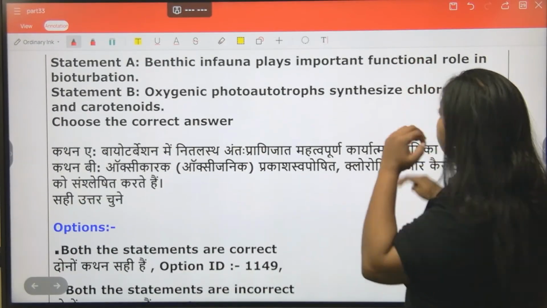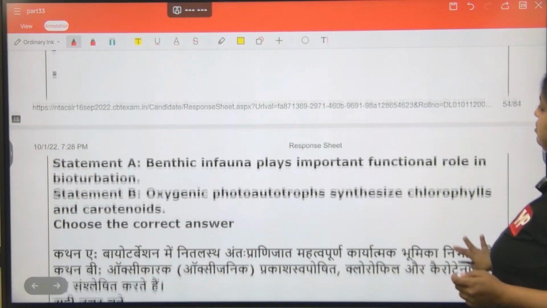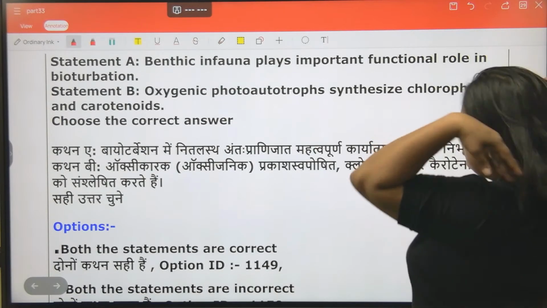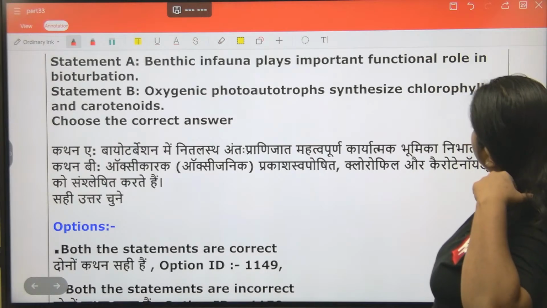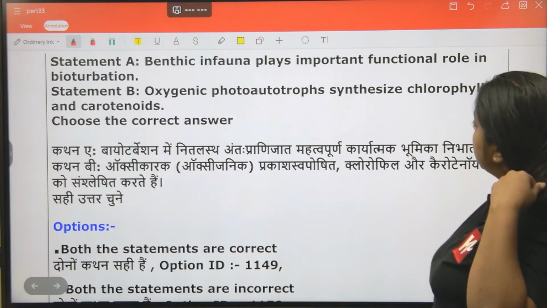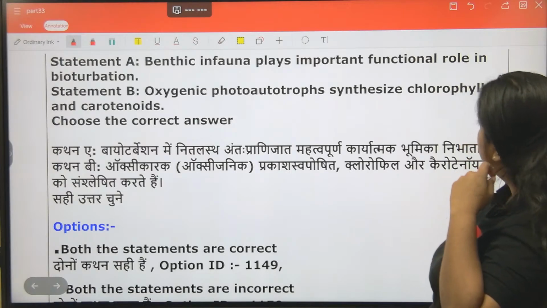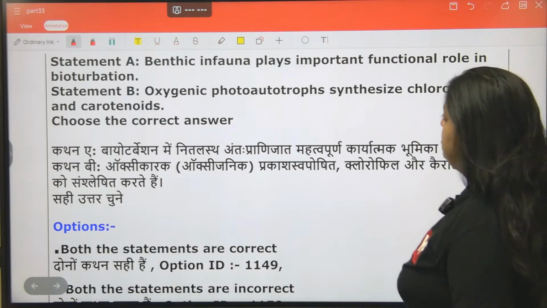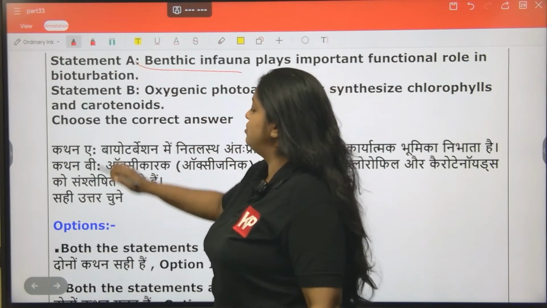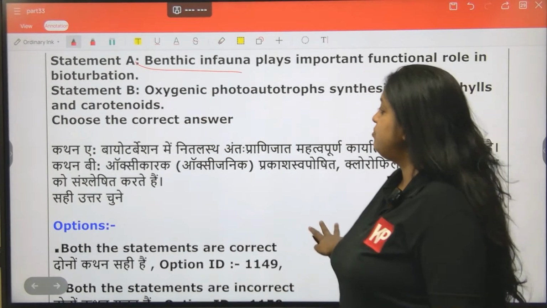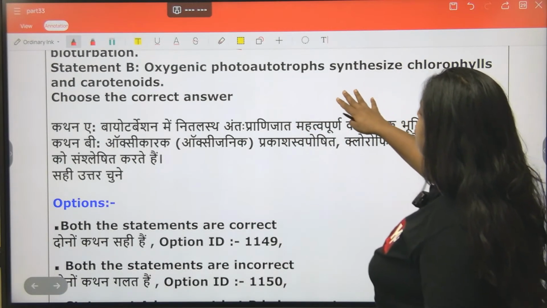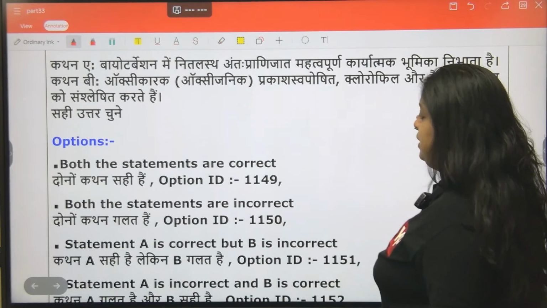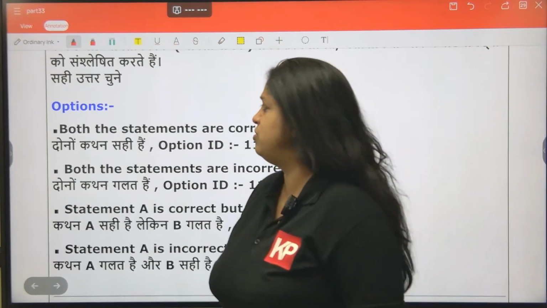Next, benthic fauna plays an important functional role in bioturbation. Oxygenic photoautotrophs synthesize chlorophylls and carotenoids. Choose the correct answer. You know what benthic fauna is, so statement A itself is correct. Statement B: oxygenic photoautotrophs synthesize chlorophylls and carotenoids. So what is the answer? This is a very easy question. Please answer.